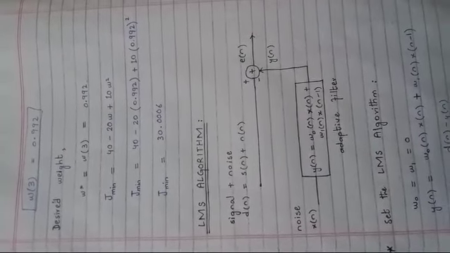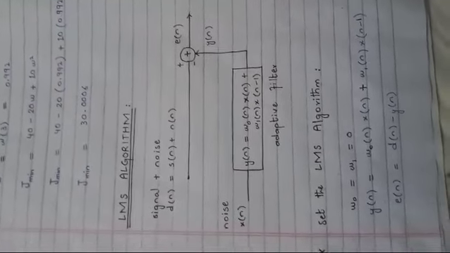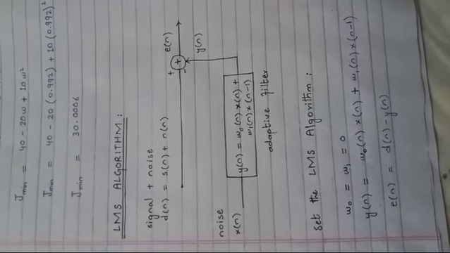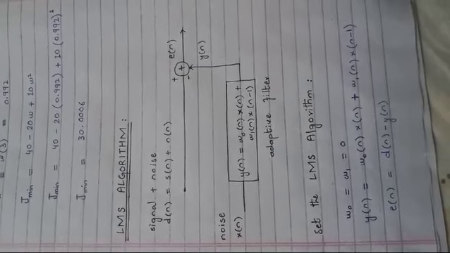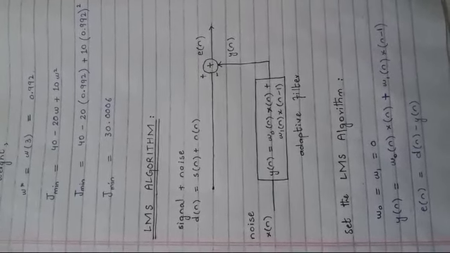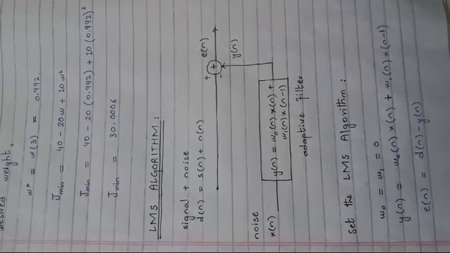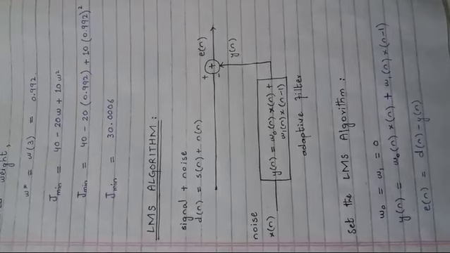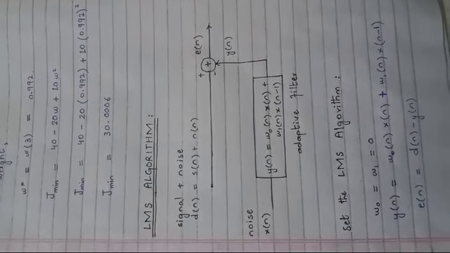Now we will study LMS algorithm, least mean square algorithm. The least mean squares algorithm is an adaptive filtering algorithm that iteratively adjusts filter coefficients to minimize the mean square error between the filter's output and the desired signal. It updates the coefficients by taking small steps proportional to the error and the input signals, making it simple and widely used in real-time signal processing applications.